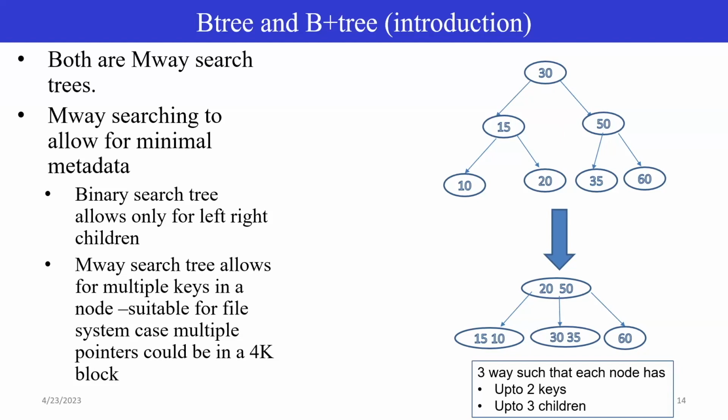Now, binary search trees are very good data structures, but basically what happens is in every node you're going to have only one key, right? 30, 50. But if you're going to have 4K blocks, you're going to have multiple offsets that need to be packed, multiple pointers, right? So instead of having one key per node here, 30 or 15, 50, we're going to have multiple of those things. So this is called the M-way search tree, okay?